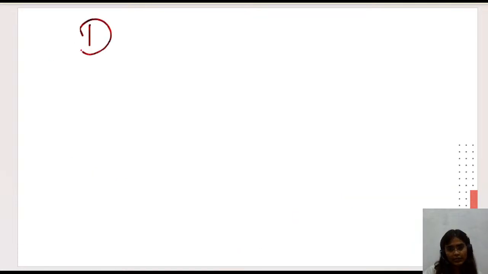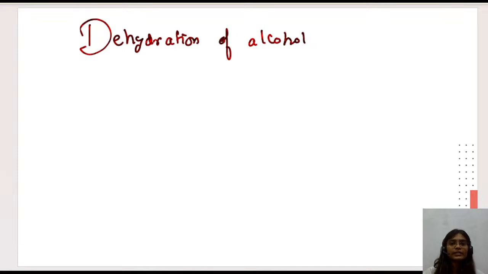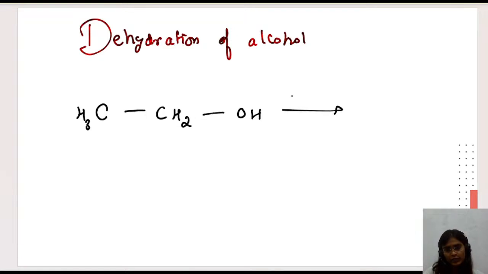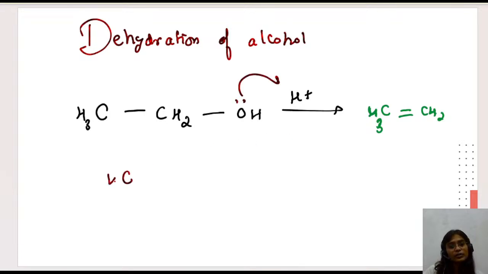Let's see a general reaction. Suppose you have CH, then CH2, and then OH. In this case, we have to add some kind of acid, and then we simply get CH3 and double bond CH2. In the previous class we discussed that if H positive is there, oxygen has a lone pair and attacks it, so it behaves like a positive charge, and a water molecule is released. Then what is so special about the dehydration of alcohol?